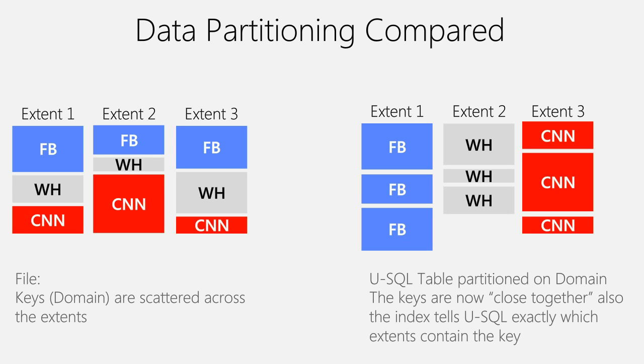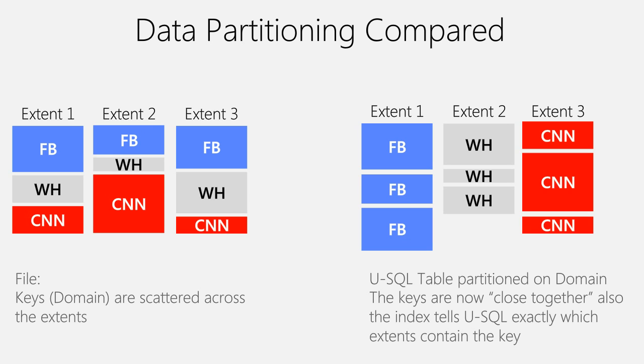On the other hand, this user has partitioned the data, which means they've collected or stored all the Facebook related data in one extent, and the White House related data in the second extent, and the third extent contains all the CNN related data. So this makes it easier for processing your big data.